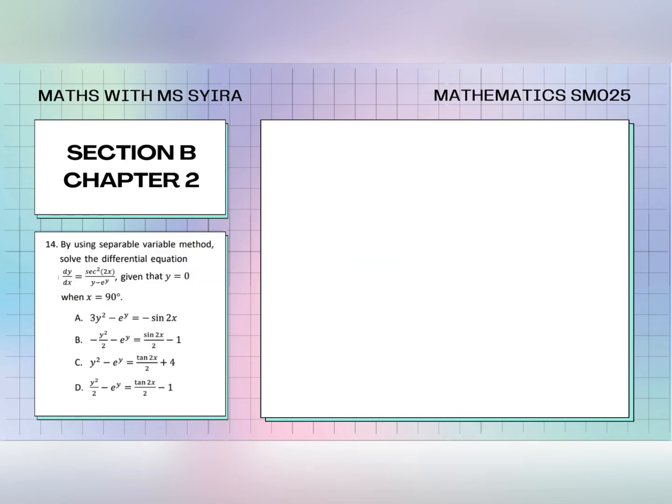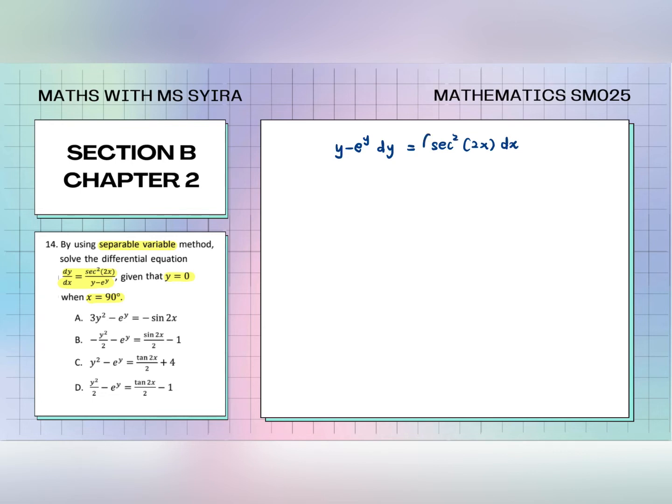Okay, question number 14, using separable variables. Okay, it has given the hint separable variables. Solve this one given that y equals 0, x equals 90 degrees. Okay, straight away separate it. So, move y to the left hand side. So, we have y minus e to the power of y dy equals, here will be secant squared 2x dx.